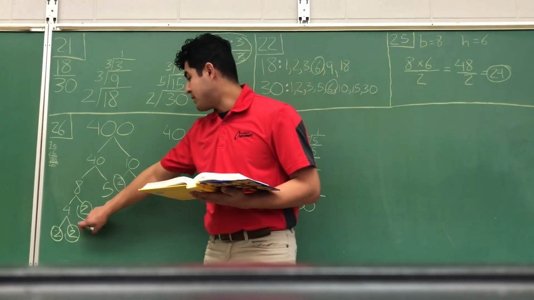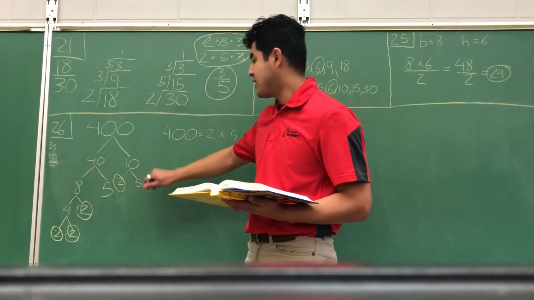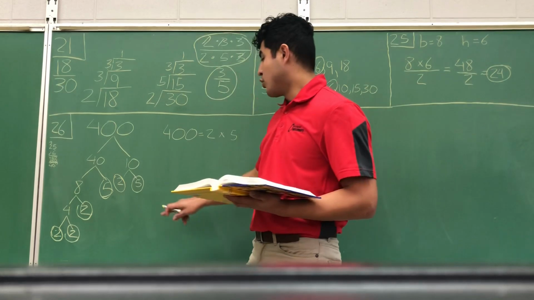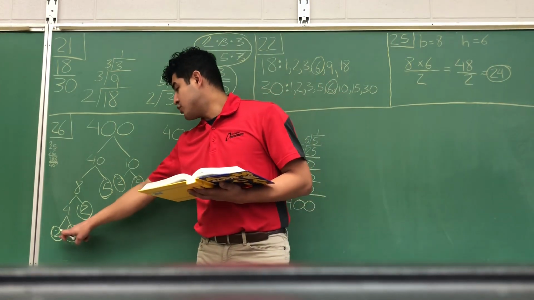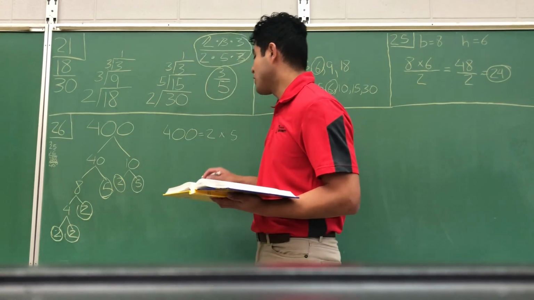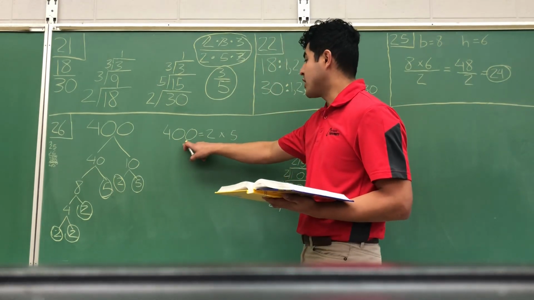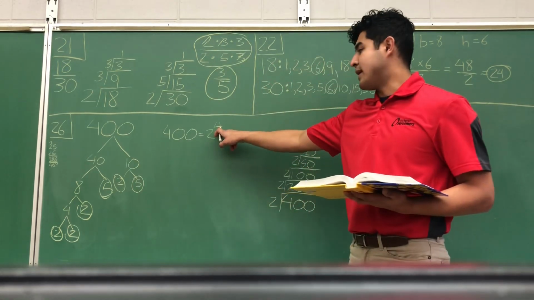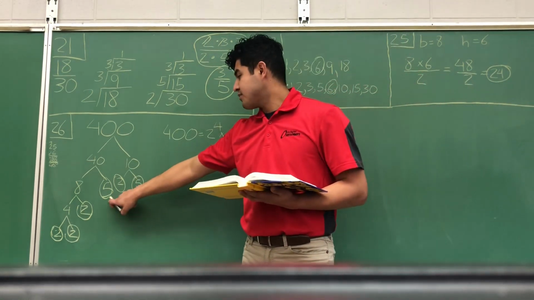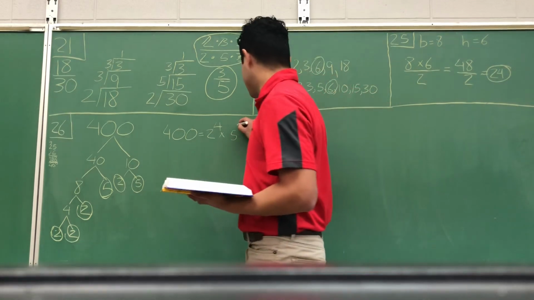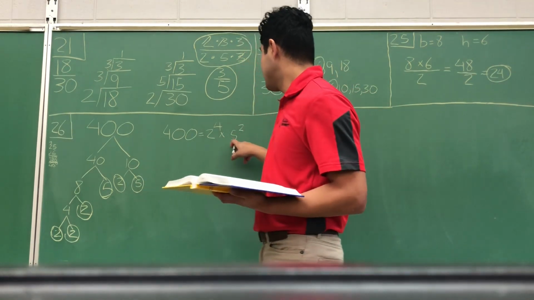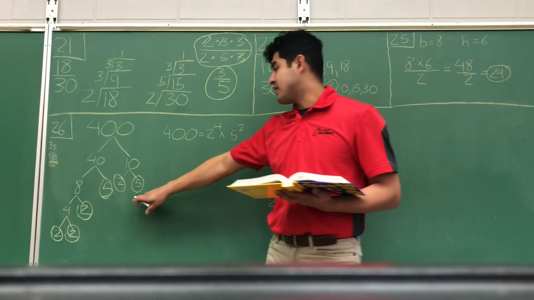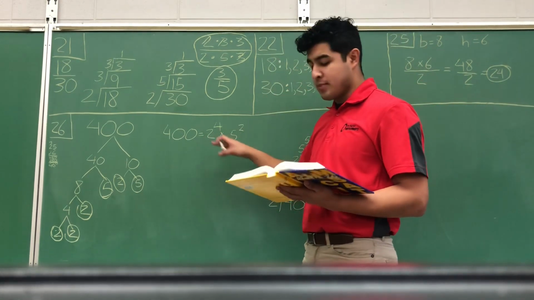Here you see the first four, 1, 2, 3, 4. We've got 4 prime numbers, okay? And then we've got another set of prime numbers right here, the 5s. What we're doing here, we're gonna write it as exponents. So 2 times 2 times 2 times 2, we're gonna represent that by writing 400 equals 2 to the 4th power, okay? And then the 5s, we're gonna represent it by putting a 2 as the exponent. That's how we're going to represent it in problem number 26.